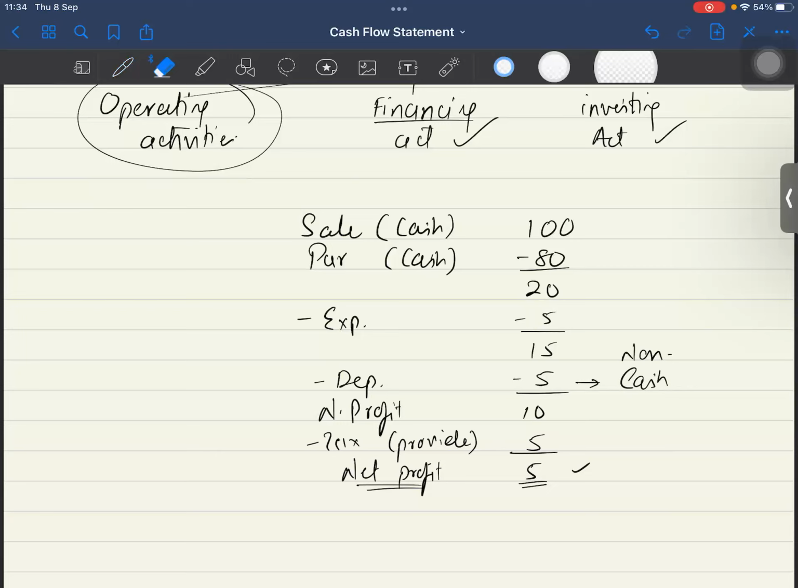And this provision for tax, this is also a non-cash one. You're just providing, you're just keeping it aside. You're not gonna pay it today. आप pay करोगे तभी पैसा जाएगा. But today you're not gonna pay, man. So here, this is a non-cash expense.